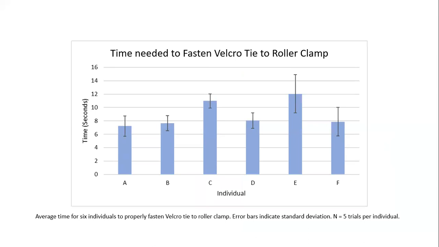So for the ease of use testing, 4 of the 6 individuals were able to attach the zip tie on average in around 10 seconds. And something to note is that the second try was usually around 2 seconds faster than the first across individuals. So learning how to do this the best way possible happened pretty quickly.